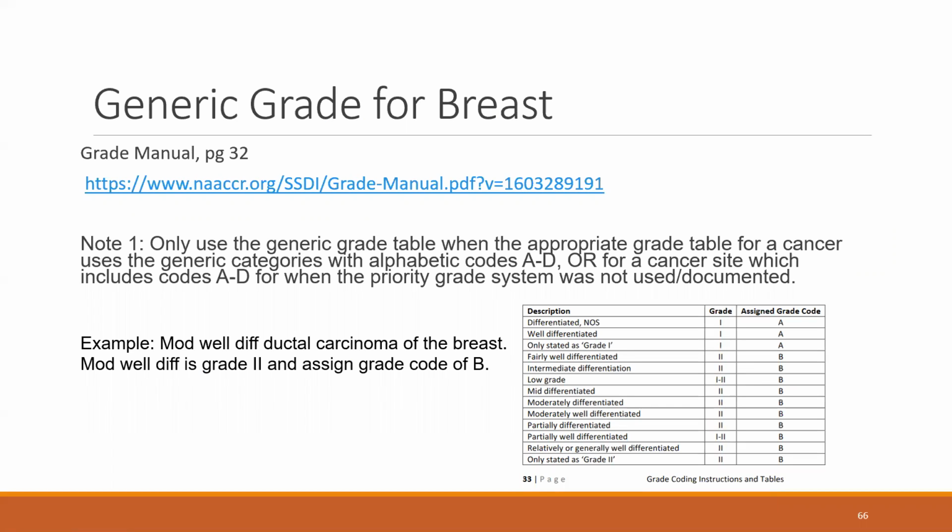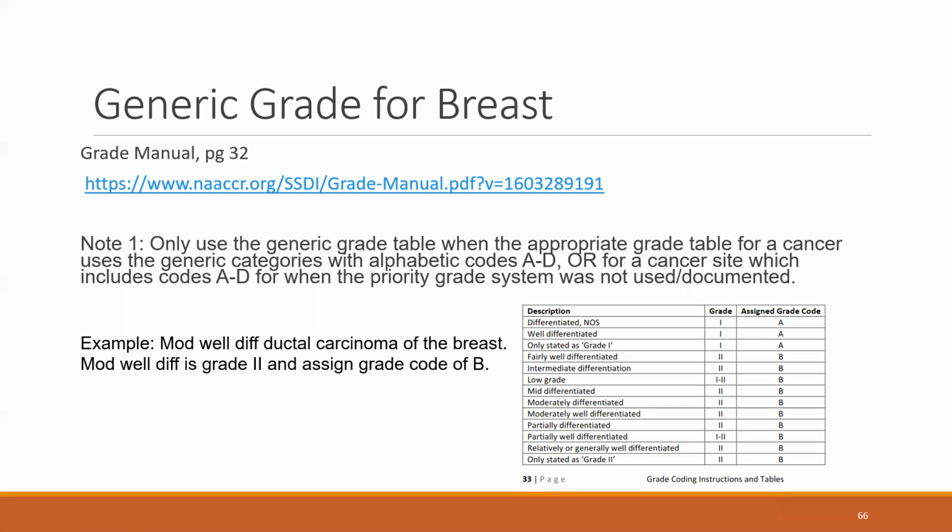So we just looked at that on the grade table for breast. It does allow the A, B, C, or D. So then you would go to the generic grade table. The example I've given you here is a mod well diff ductal carcinoma of the breast. That does not fit in any of the options up higher, because up higher you have the Nottingham grade 1, 2, or 3, and then you have the in situ nuclear grades. So you would need to go to the generic grade table to find this.